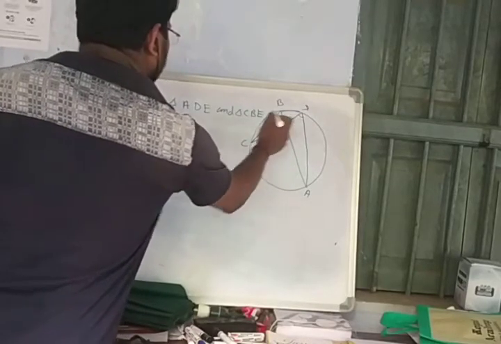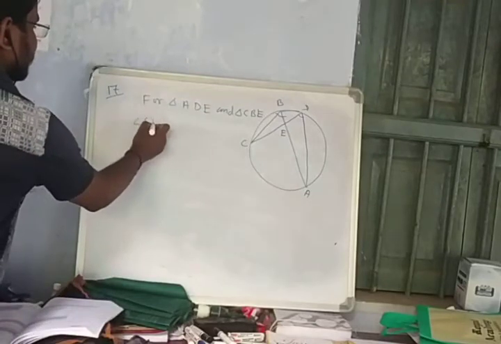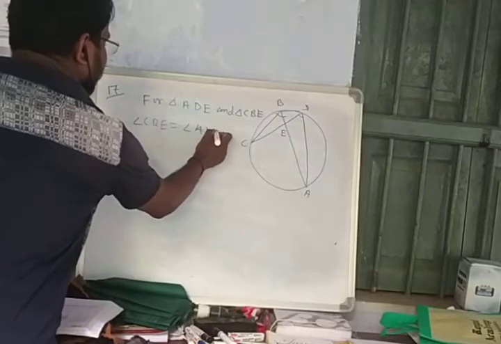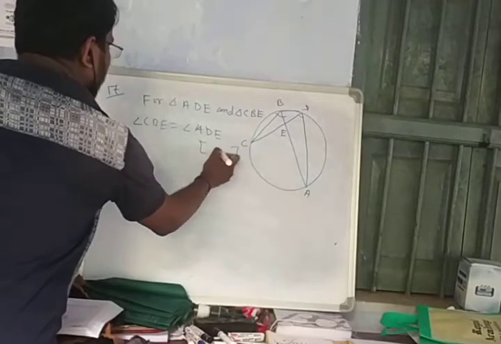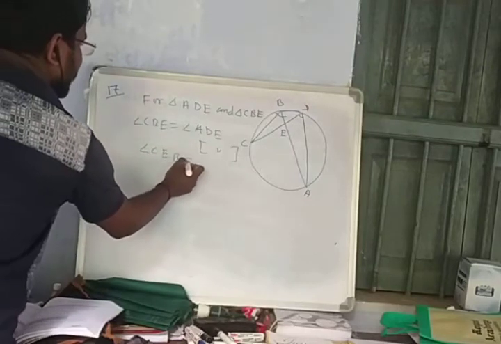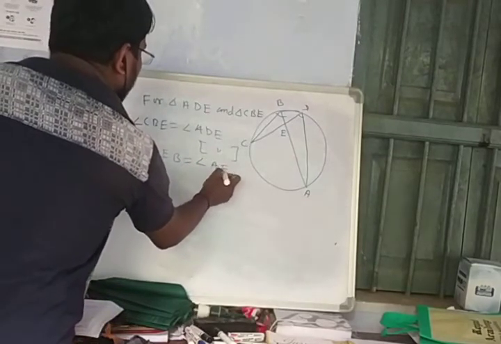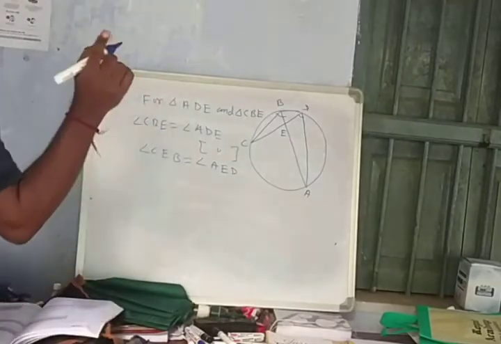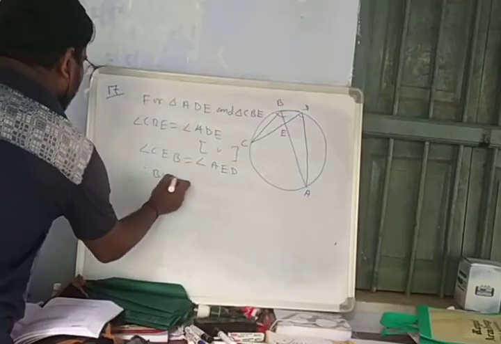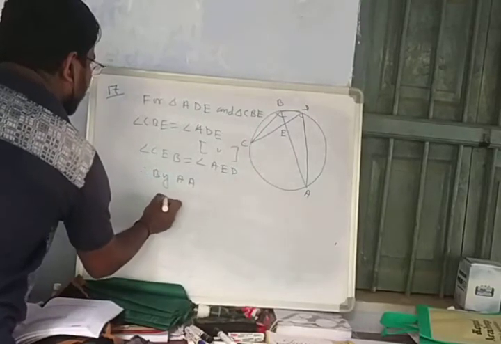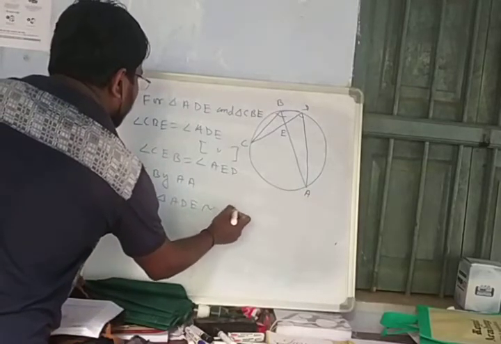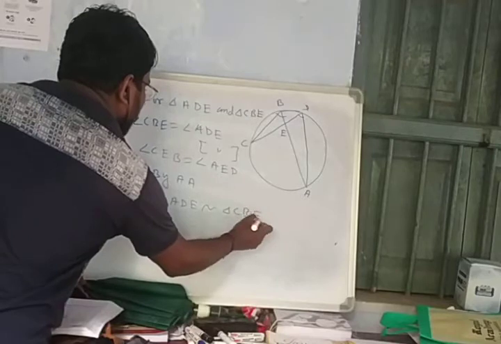This angle equals this angle in the same segment. CBE equals ADE. You will write the reason: angles in the same segment. Again, CEB equals AED, vertically opposite. You got two angles equal. Therefore, by AA, triangle ADE is similar to triangle CBE. This is the first one.